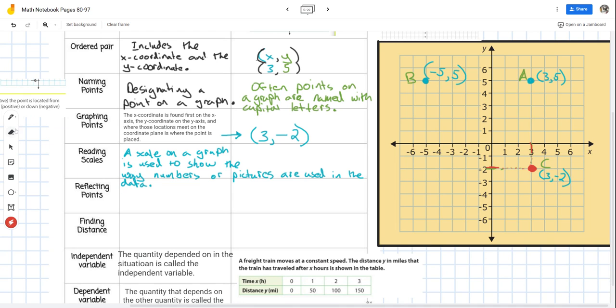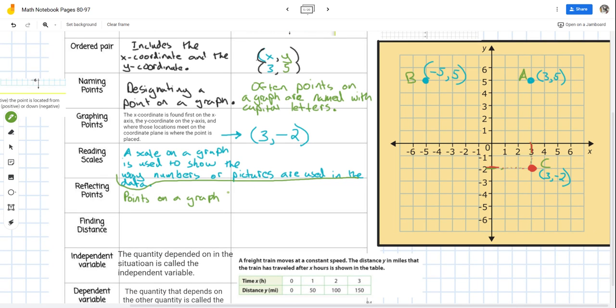Now, reflecting points. This is another one that is kind of hard to explain without lots of examples. But let me put this here. Reflecting points are points on a graph that are in opposite positions, or, you know what, I want to say mirrored positions on a coordinate plane.